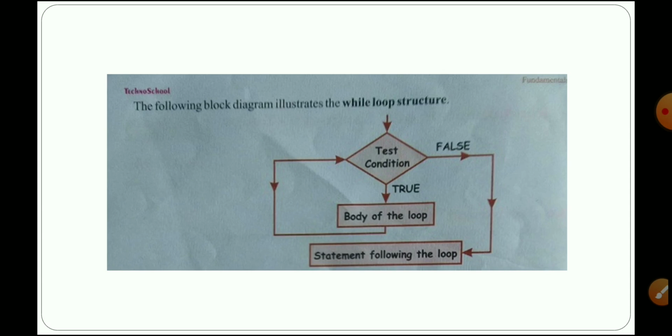That will exit and come out of the program. That is the flow of control. This is the way we have to execute a program. That diagram itself explains it clearly.